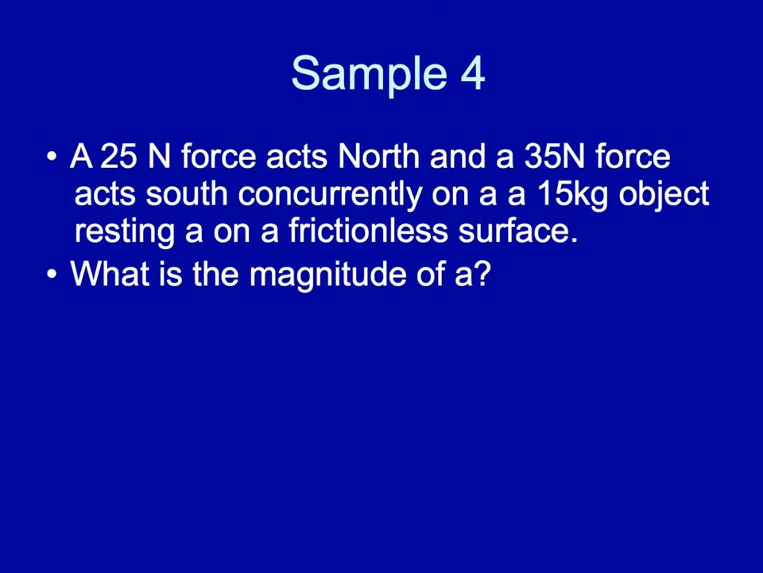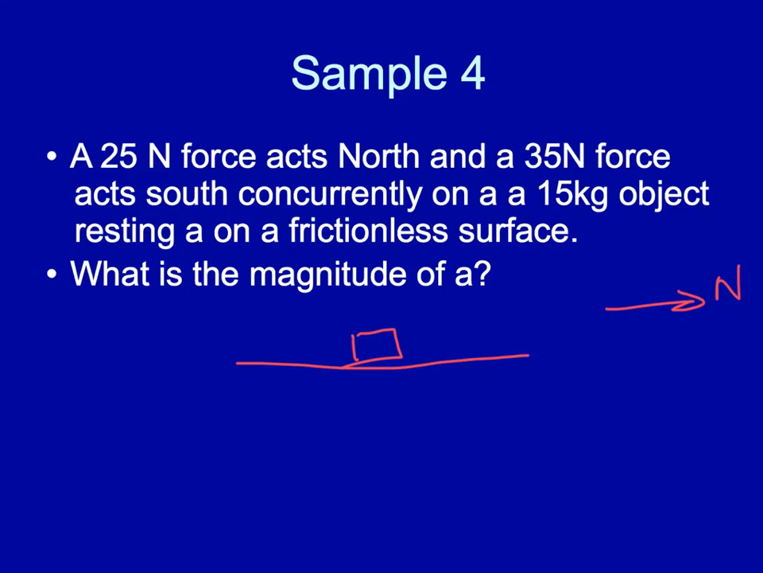A 25 Newton force acts north and a 35 Newton force acts south concurrently on a 15 kilogram object resting on a frictionless surface. What is the magnitude of A? So we're essentially going to have an object sliding, and we have 25 newtons going one way and 35 newtons going the other way, resting on a frictionless surface. I'm going to say north is this way. Again, I can choose north. I'm going to assume that the tabletop is that way.